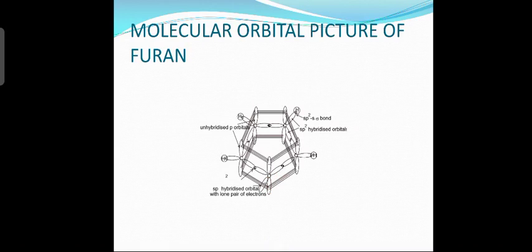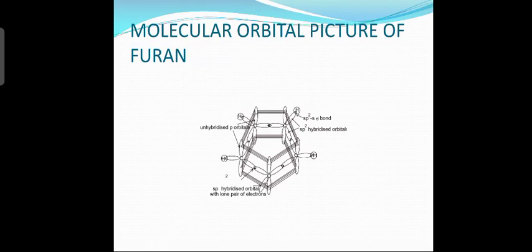The 4 carbon atoms and the oxygen atom in furan undergo sp2 hybridization. Now, how does it undergo sp2 hybridization? The oxygen atom does not go to an excited state in this case, whereas the carbon atom goes to an excited state. The carbon-oxygen and carbon-hydrogen sigma bonds are formed due to the overlap of sp2 hybrid orbitals and the s orbital of hydrogen atoms. So, sp2 hybrid and s orbital overlap. That's how you get the sigma bonds.